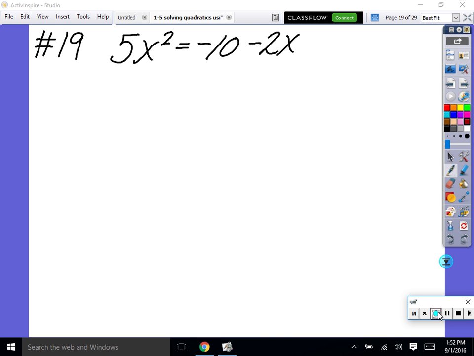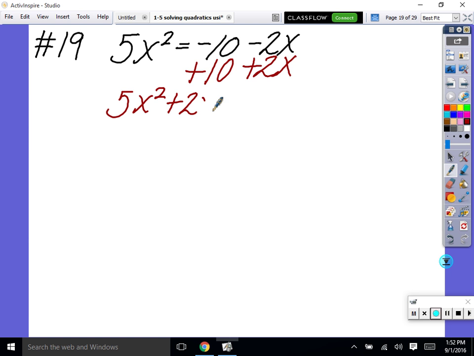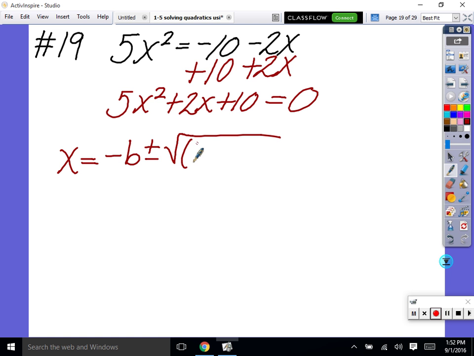Okay. So number 19, we first get it in standard form. So I'm going to bring these both over so I can keep 5 positive. Just preference, I think having an a value of positive is easier. So we have 5x squared plus 2x plus 10 is equal to 0. We know our quadratic formula is x equals negative b plus or minus the square root of b squared minus 4 times a times c all over 2a.